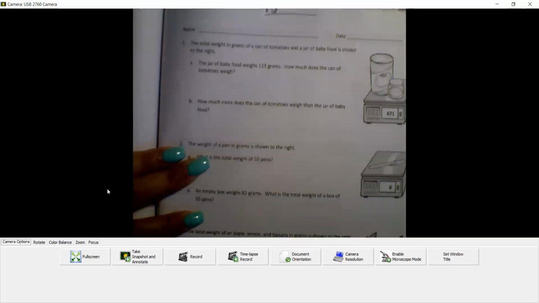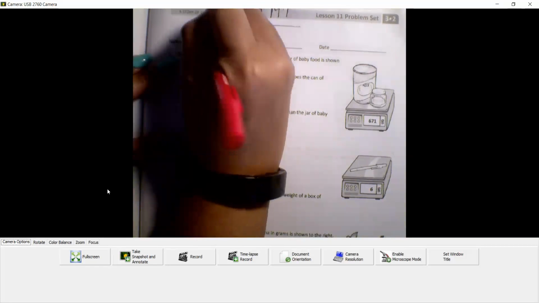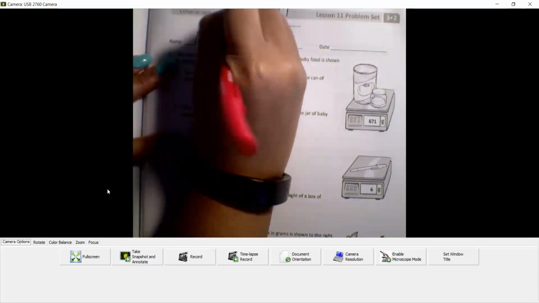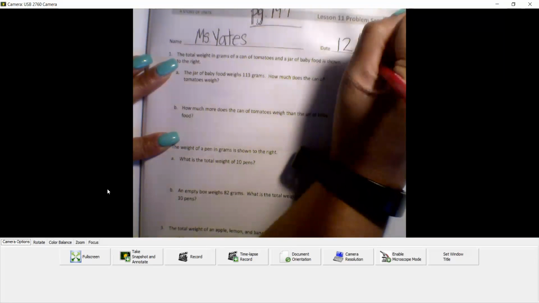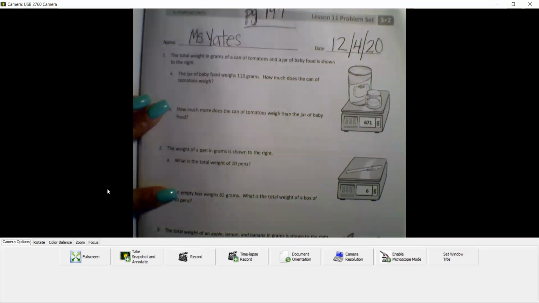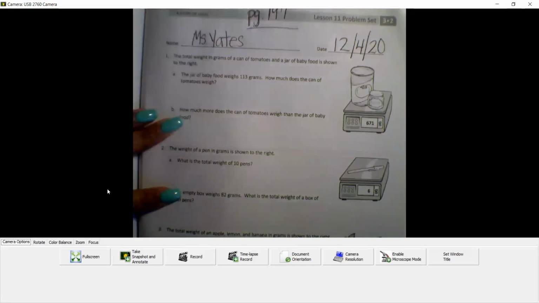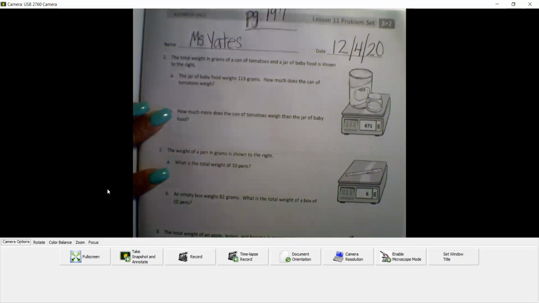All right, let's get started. Of course, please go ahead and write your name. So, Miss Yates, write your name. And the date you're supposed to do the assignment is 12/4/20. Please go ahead and write this. Before this, we've been looking at weight in grams and weight in milliliters and liters.